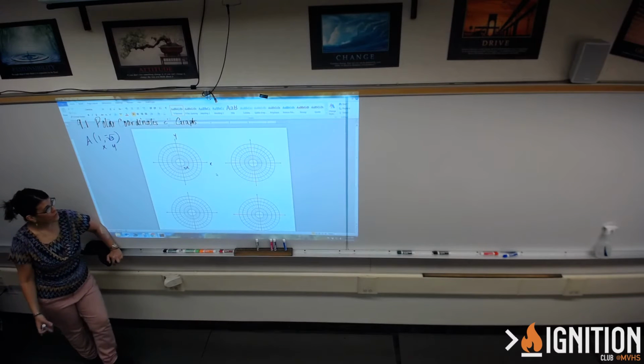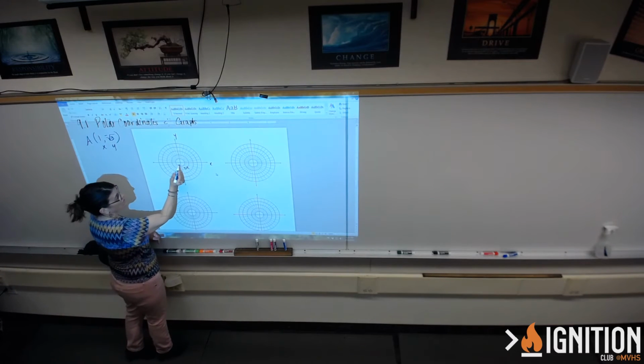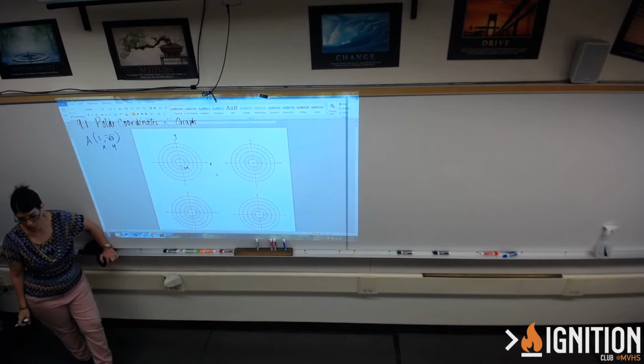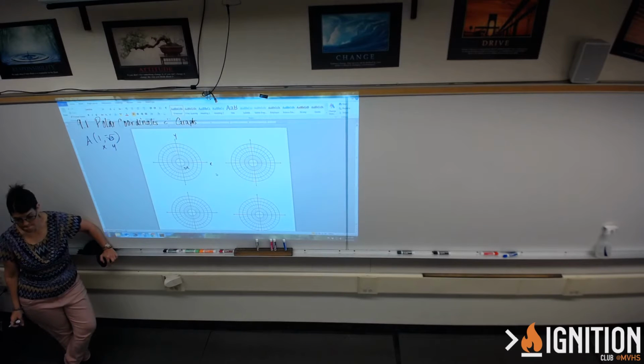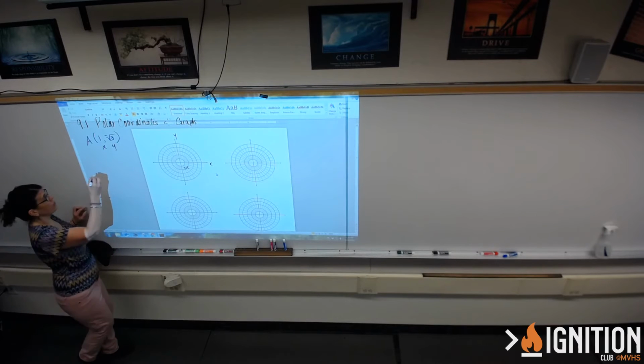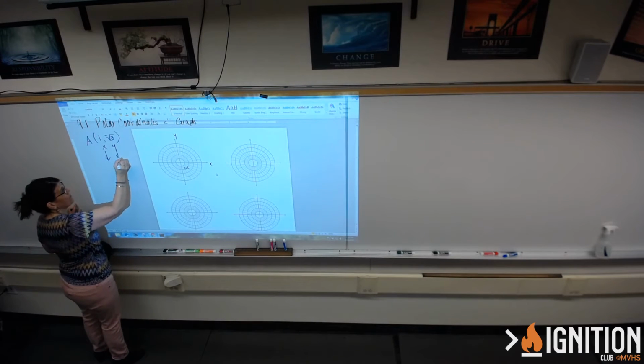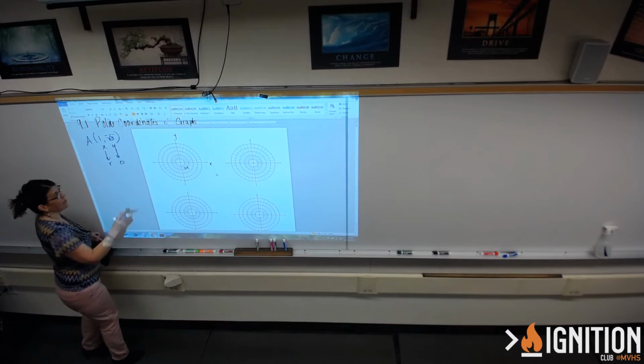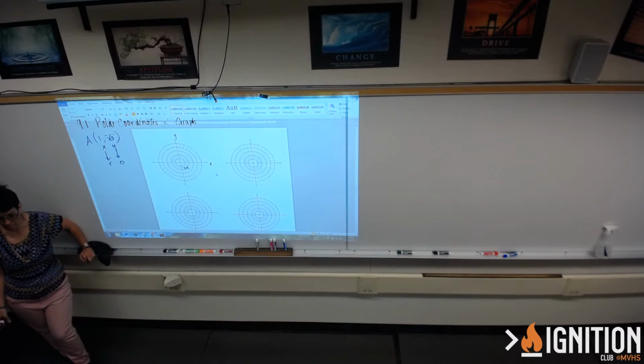Why is that -√3? Because it's approximately 1.7. So this is 1, 2. So it's between 1 and 2. Wait, isn't x the radius though? I'm doing rectangular coordinates. I'm going to superimpose them together. Let's convert this to polar coordinates. So I want to convert this to our theta. What's that look like?